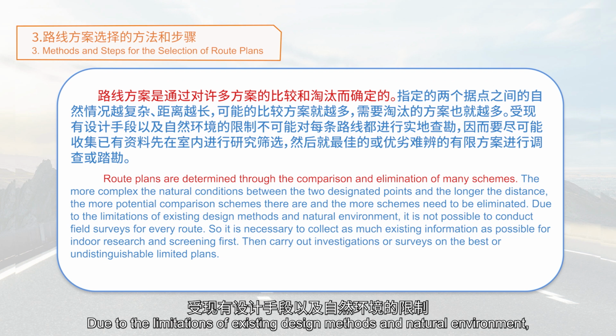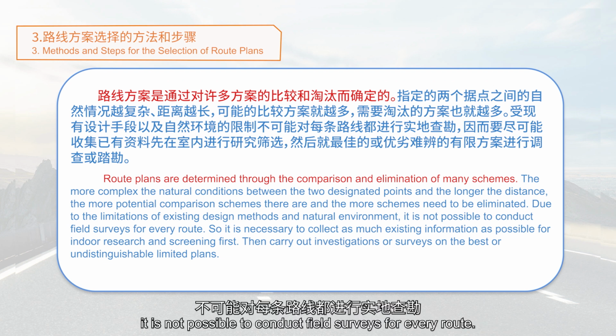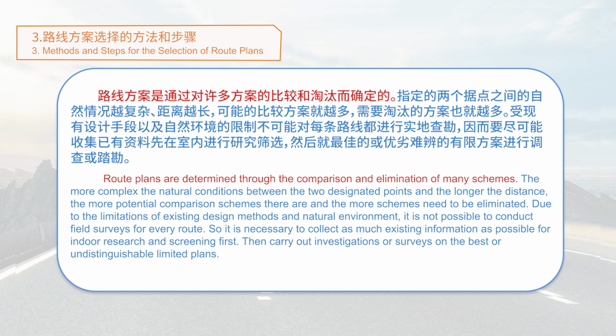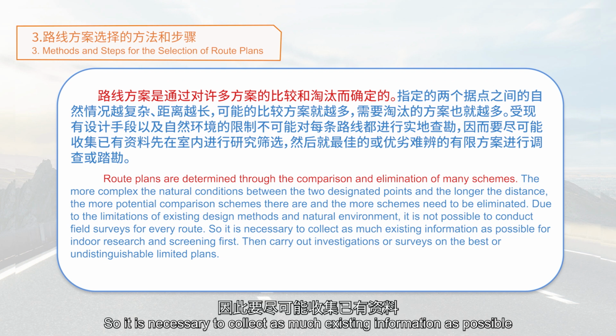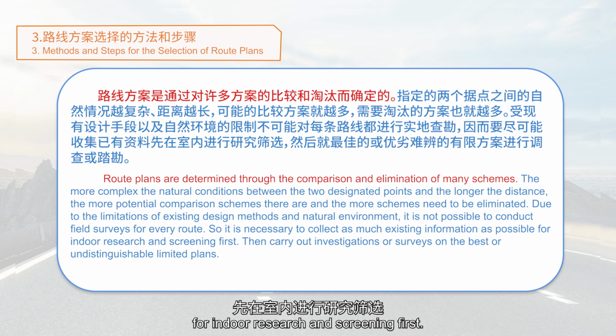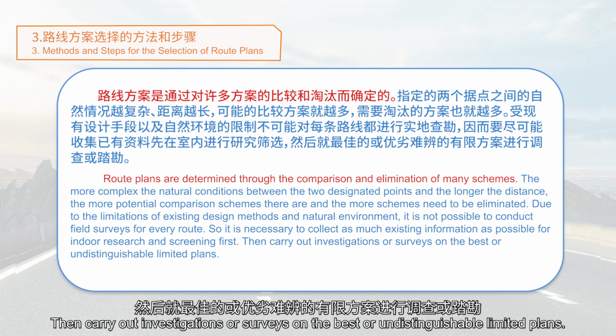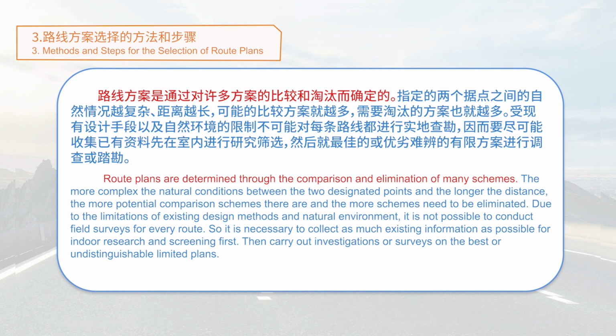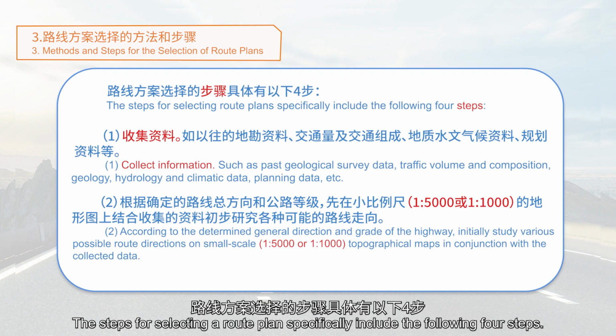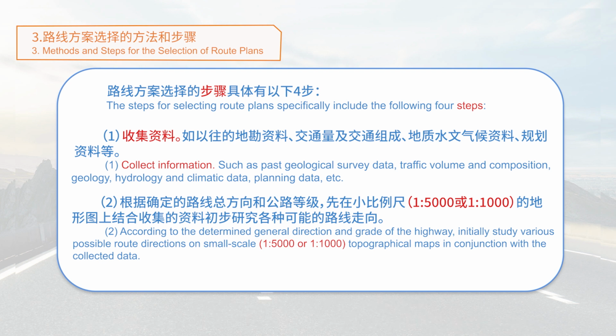Due to the limitations of existing design methods and the natural environment, it is not possible to conduct field surveys for every route. So, it is necessary to collect as much existing information as possible for indoor research and screening first. Then carry out investigations or surveys on the best or indistinguishable limited plans. The steps for selecting a route plan specifically include the following 4 steps.